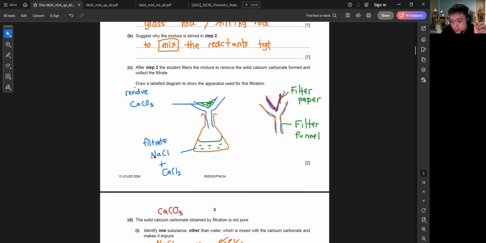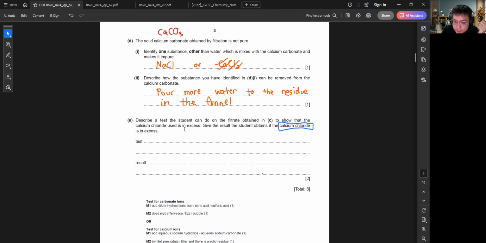Filtrate. Okay, so that means it's our NaCl and our CaCl2 because that's the filtrate, right? And they say recording according to question C. So it's this. Then let's continue. To show that the calcium chloride is used in excess.